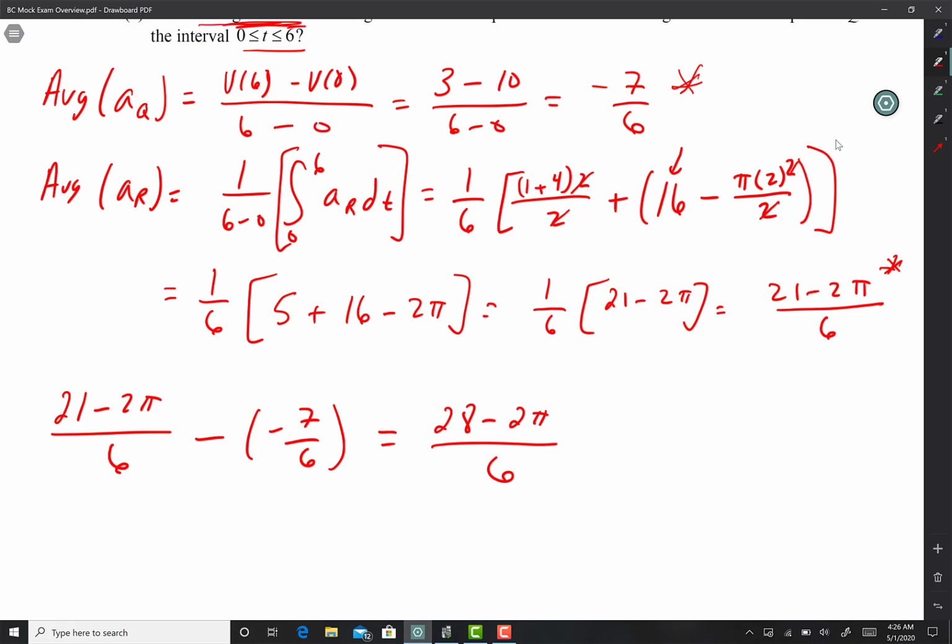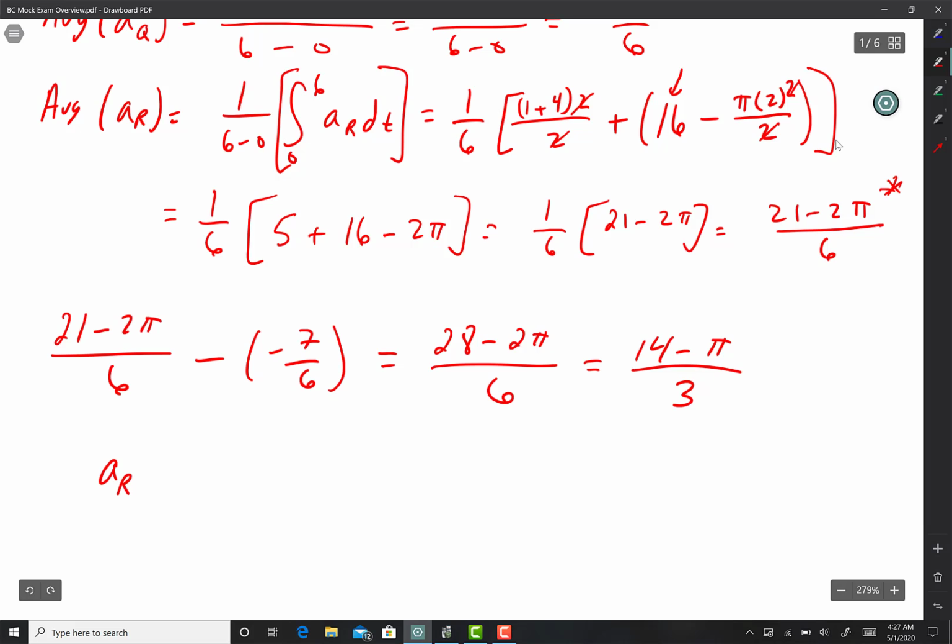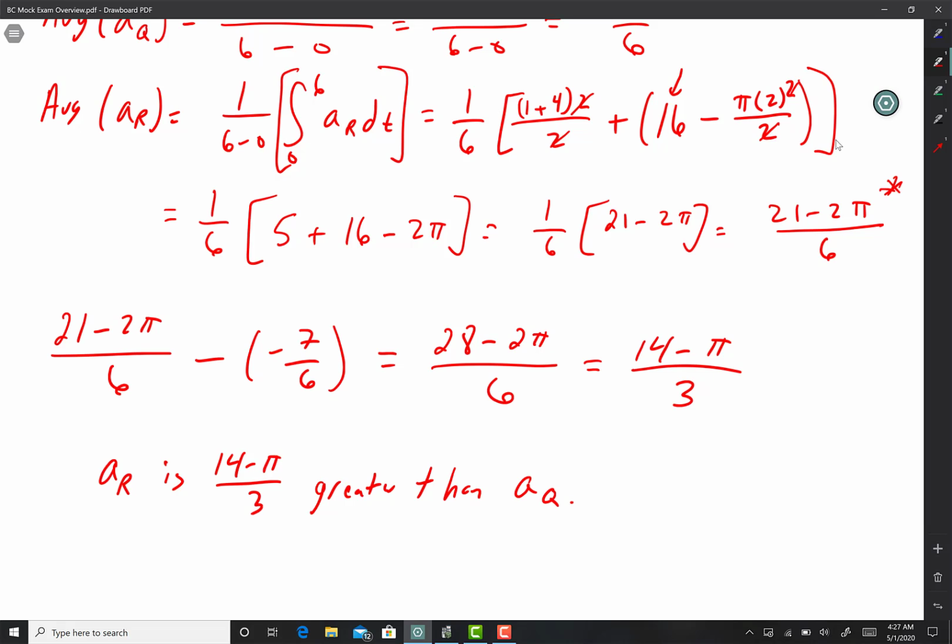But I see that they're all even. So a better number is 14 minus pi over 3. I just reduced everything by 2, guys. And then we're just going to say A of R is 14 minus pi over 3 greater than A of Q. And there it is, full credit.